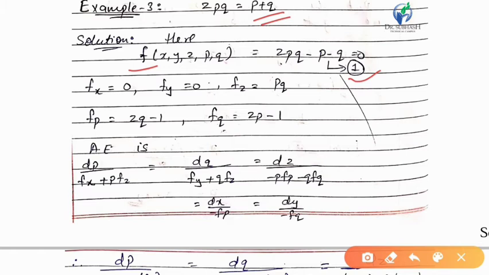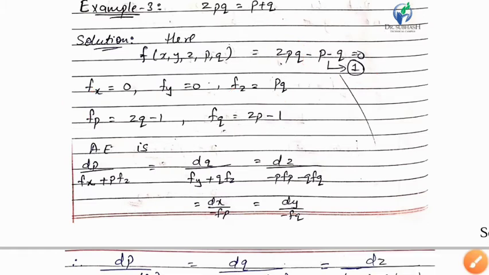There are no terms of x and y, so fx and fy will be 0. Now fz, I will just differentiate this one term with respect to z. I get pq. fp will be zq minus 1 and fq will be zp minus 1.